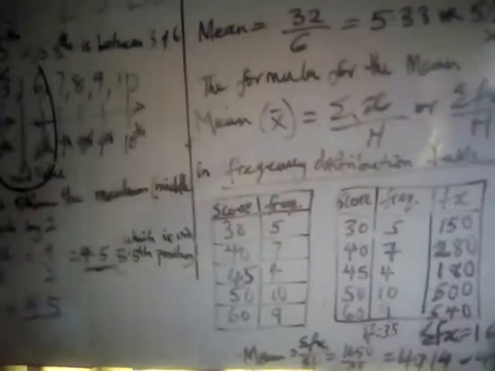So now we want to draw out the frequency distribution table. What you first of all need to write out is the score, then the frequency, and you calculate your fx. Now 30 is your score, which is your x, and this is f. So for you to get your fx, you multiply 30 times 5, and that will give you 150.